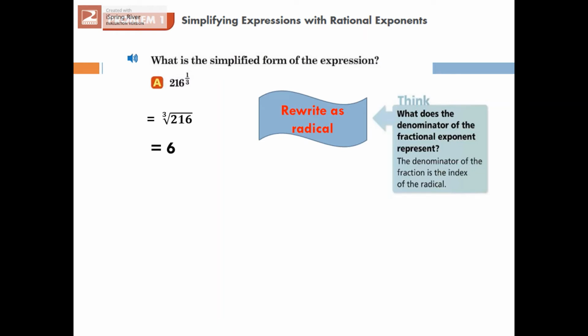What is the cube root of 216? Or what number multiplied by itself 3 times? The answer is 216. Yes, and that is equal to 6. So 216 raised to 1 over 3 is equal to 6. Next question, part B. What is the simplified form of the expression 7 raised to 1/2 times 7 raised to 1/2?